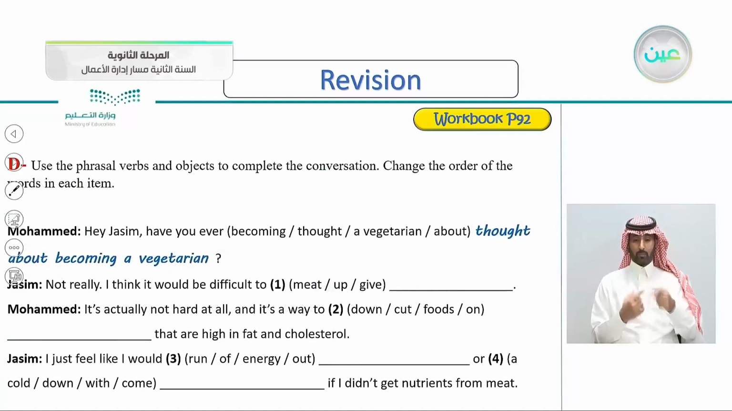So continuing here with exercise D, page 92. Use the phrasal verbs and objects to complete the conversation. Change the order of the words in each item. So we have a conversation between Muhammad and Jasim. Hey Jasim, have you ever thought about becoming a vegetarian? So the correct order is thought about becoming a vegetarian. Jasim: not really. I think it would be difficult to give up meat.